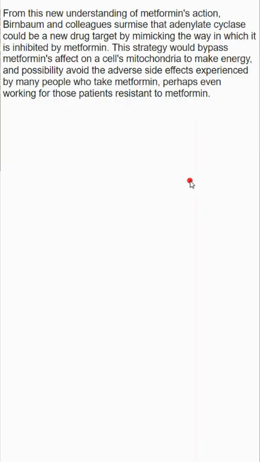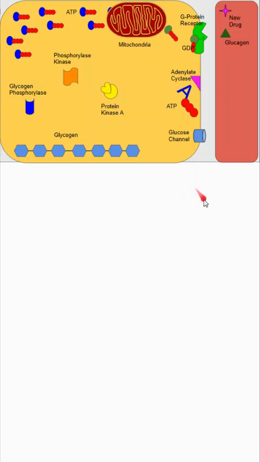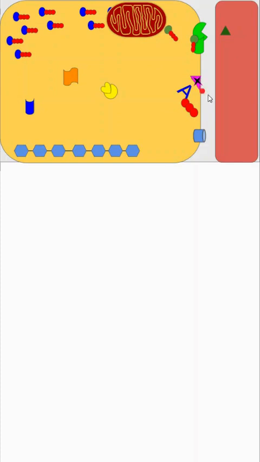So from this new understanding of metformin's action, Birnbaum and colleagues surmised that adenylyl cyclase could be a new drug target by mimicking the way in which it is inhibited by metformin. This strategy would bypass metformin's effect on cells' mitochondria to make energy and possibly avoid the adverse side effects experienced by many people who take metformin, perhaps even working for those patients resistant to metformin. So now we have a new drug instead of metformin, and metformin acted on the mitochondria. This new drug, though, is trying to bypass the effect on the mitochondria and directly target adenylyl cyclase.